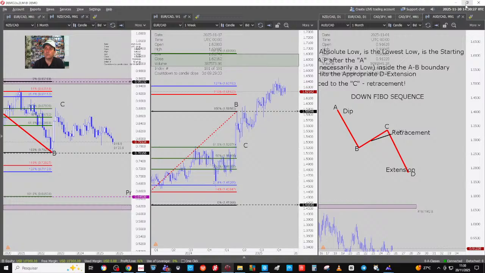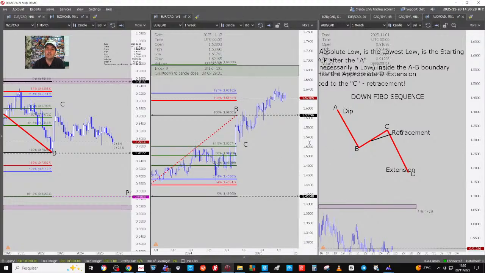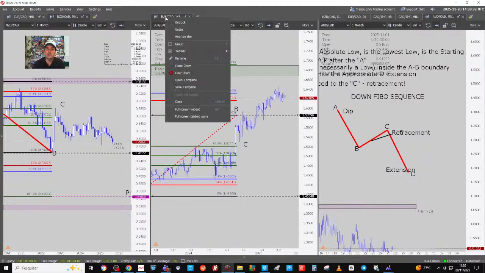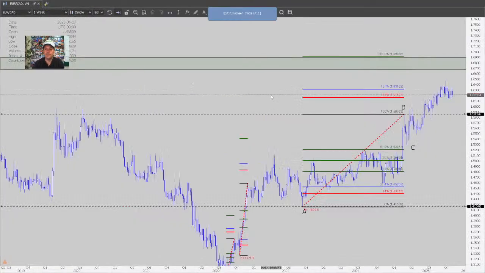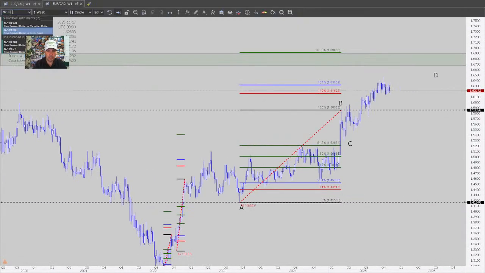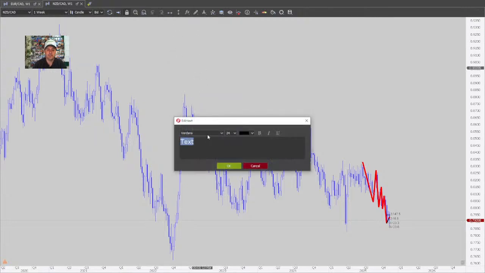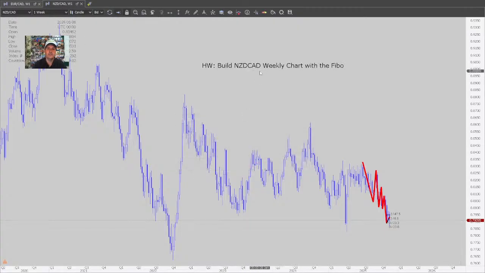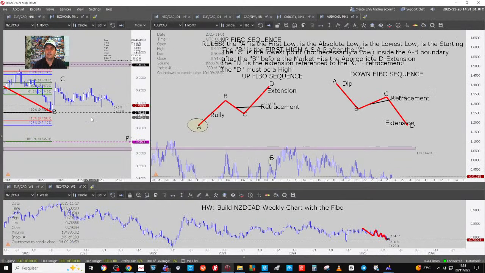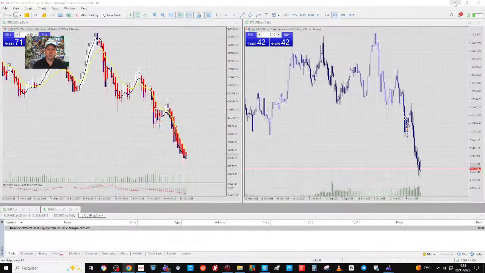Alright, everybody, this is our last class of the week. Build your charts. Homework. Clone chart. NZD CAD. Homework until Monday. Build the NZD CAD weekly chart with the Fibo, which means the Fibonacci. Okay, everybody?